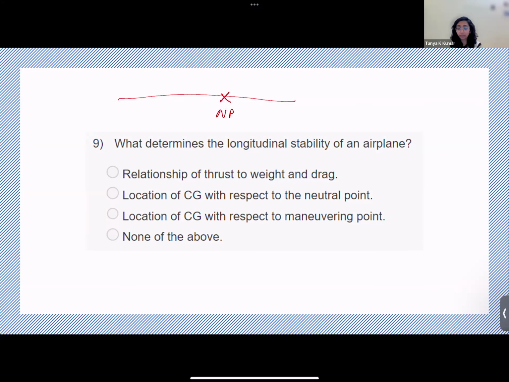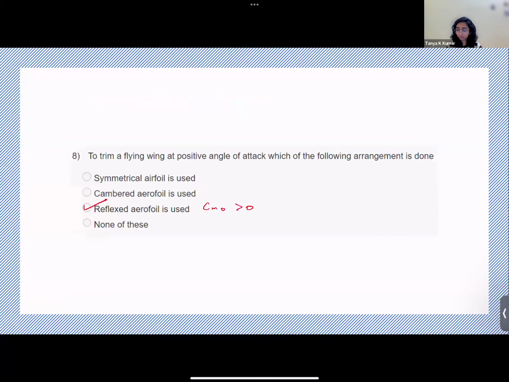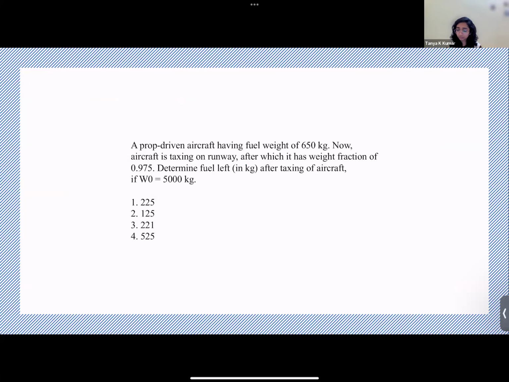So if the neutral point is given in this line, and this is the fuselage reference line, where should the CG be for it to be longitudinally statically stable? Ahead of neutral point, correct. So CG should be here. Correct. That's when it will give you longitudinal static stability. Okay, let's go to the next question.